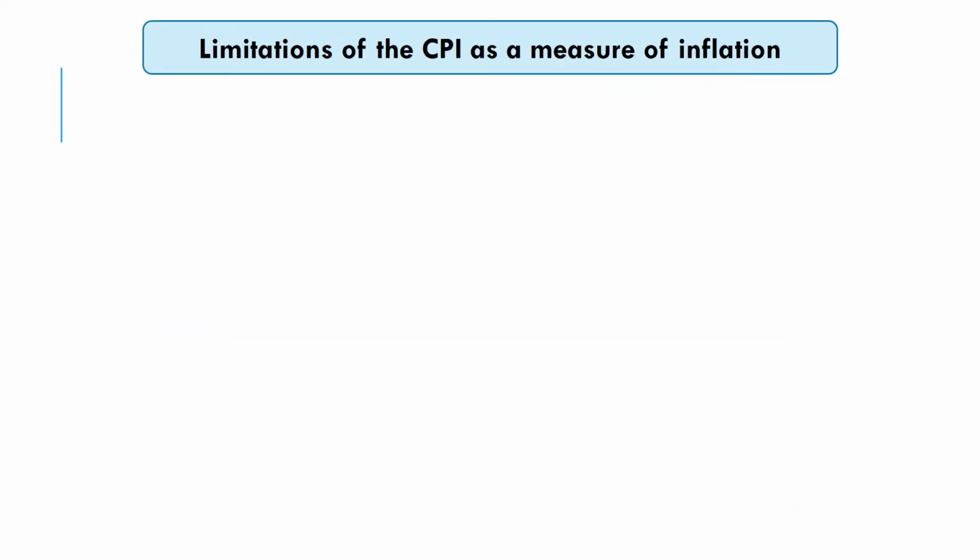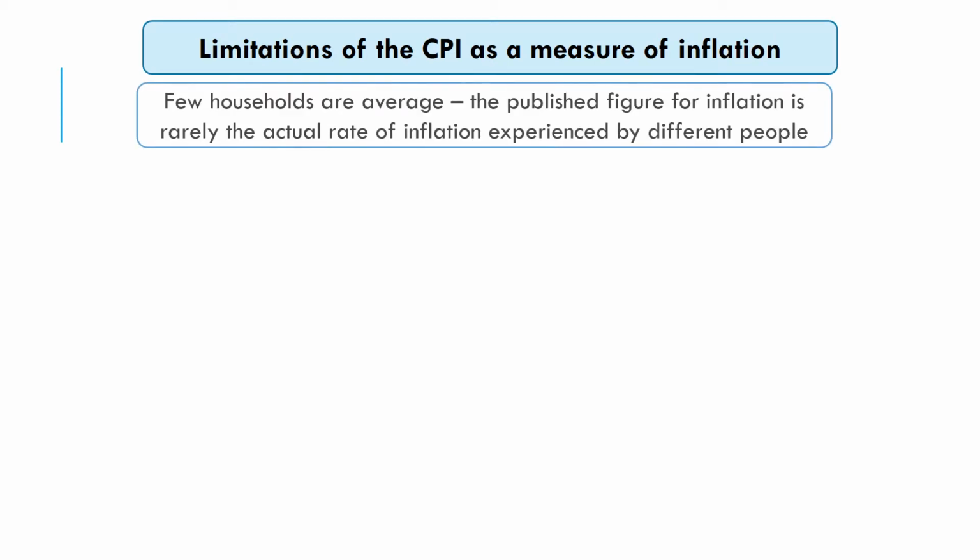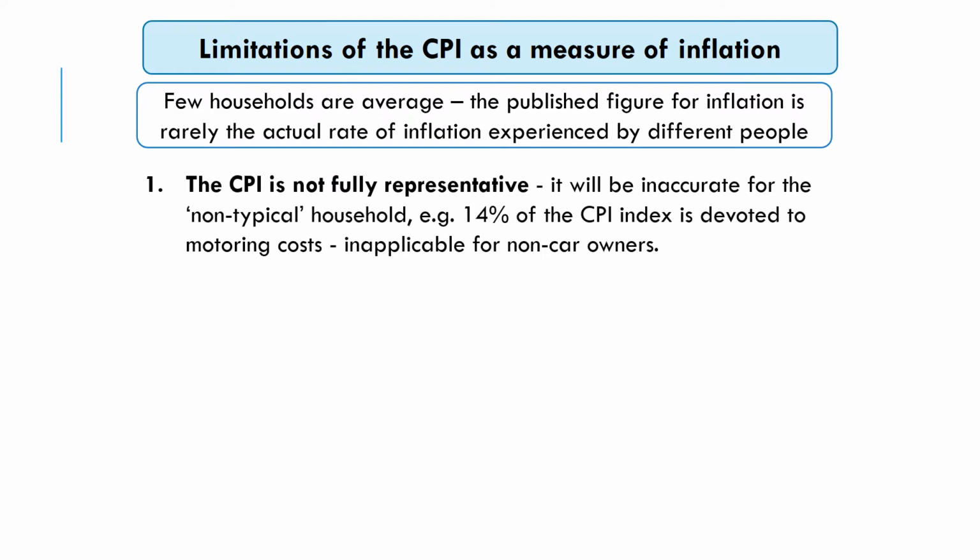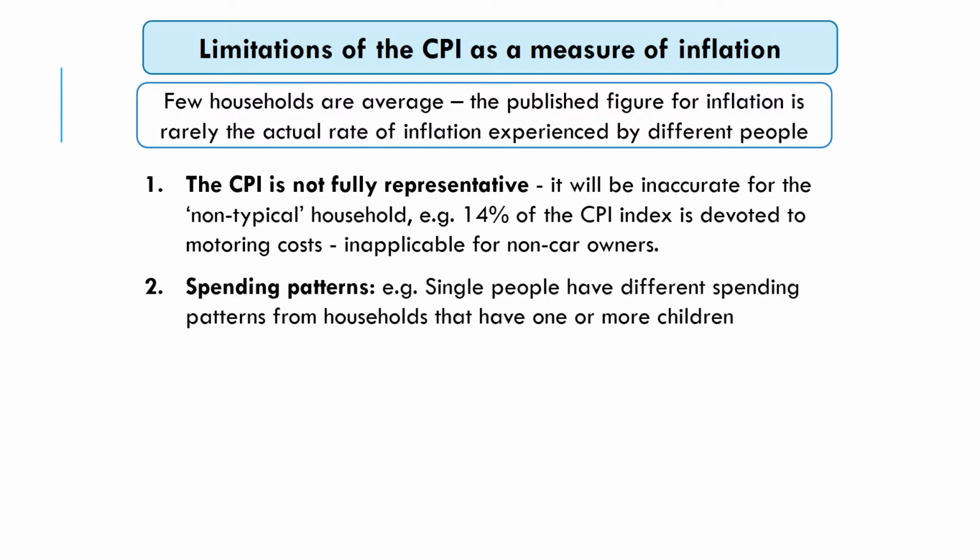Now, what are the limitations of this measure of inflation? What are the limitations of the CPI as a way of showing us what's going on with prices? Well, one of the problems is that few households are average. Not everyone buys the same basket of goods, and so everyone's experience of inflation will be slightly different. My experience of what I buy and the price changes there will be slightly different from yours and what you buy. So it's not fully representative. It might be inaccurate for a non-typical household. For example, if you don't own a car and motoring costs are included in the CPI, then that's not the rate of inflation you're going to experience. Again, spending patterns are different between people. Single people have very different patterns of spending than households that have children.